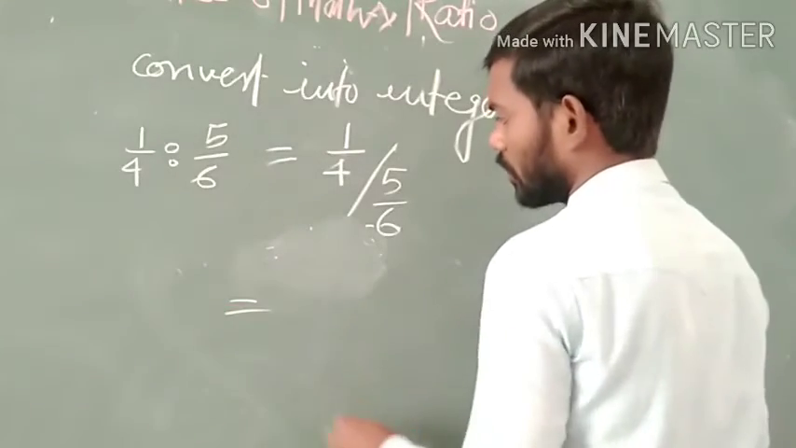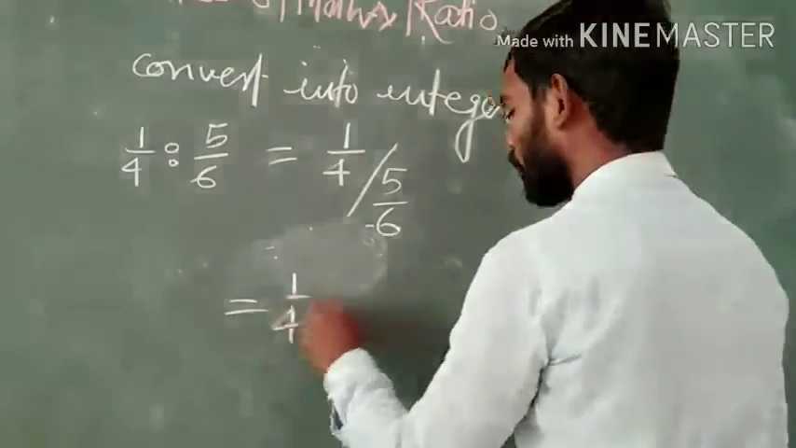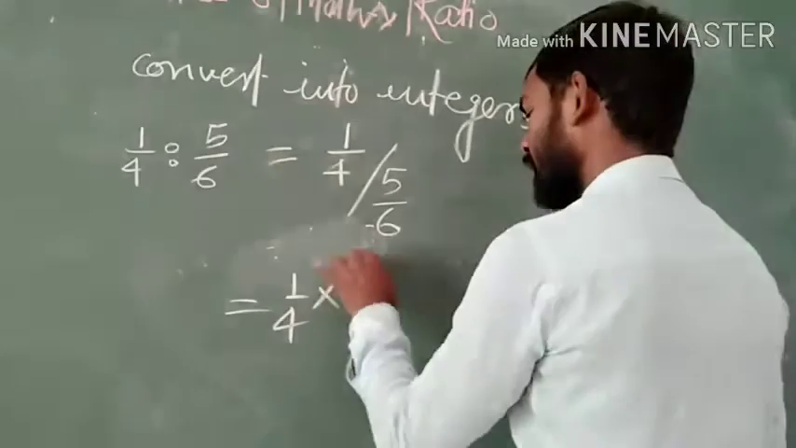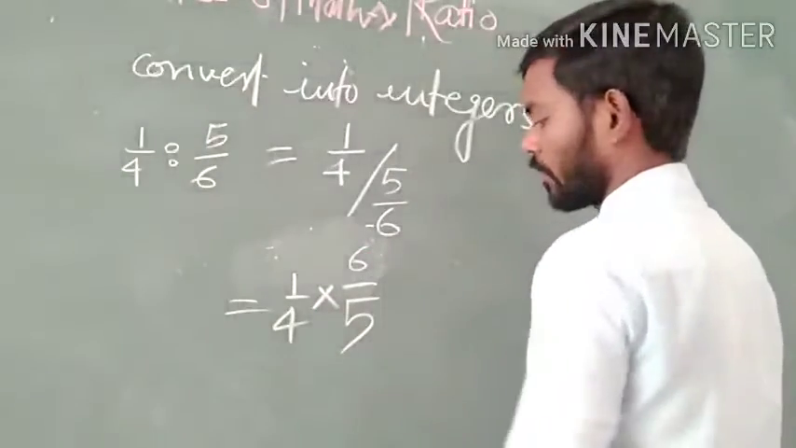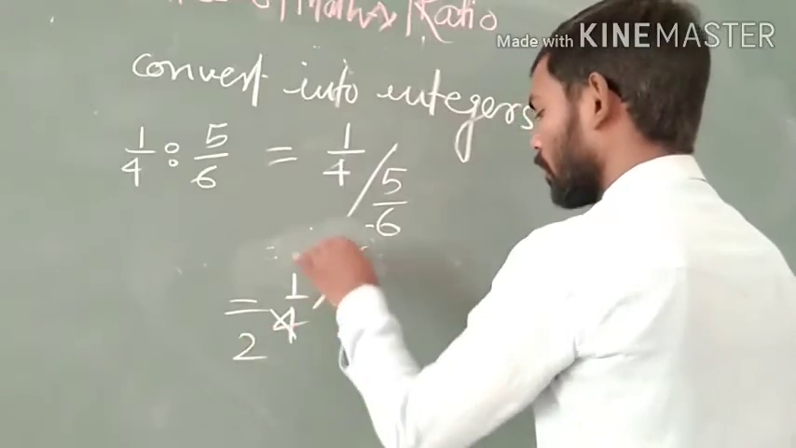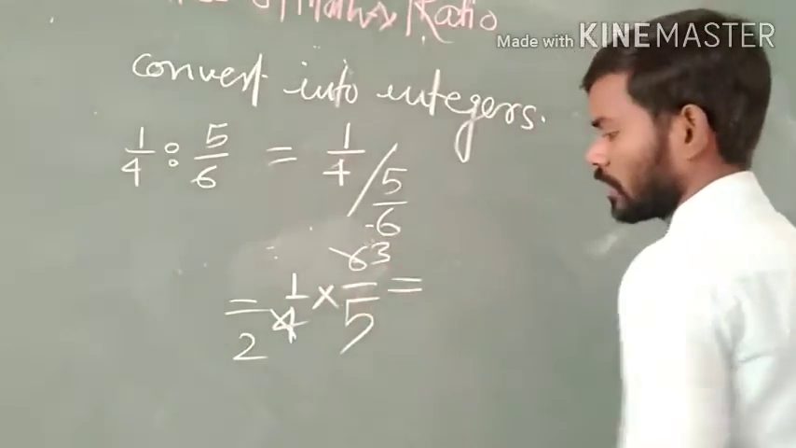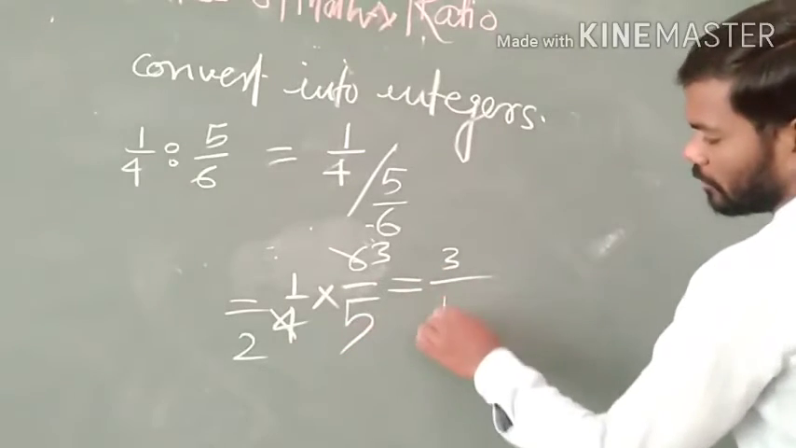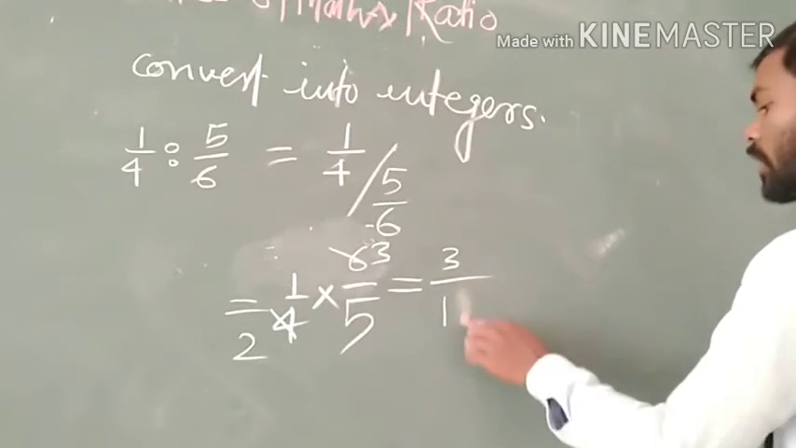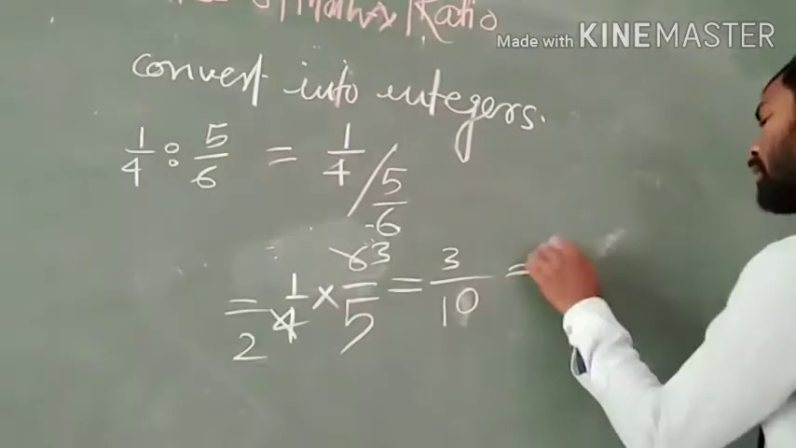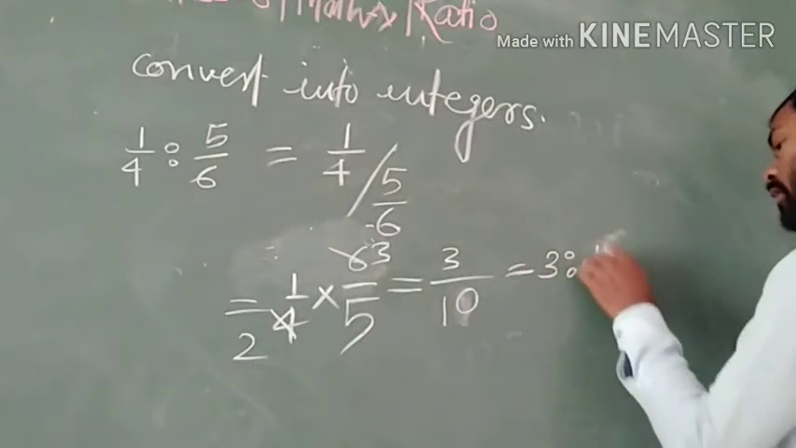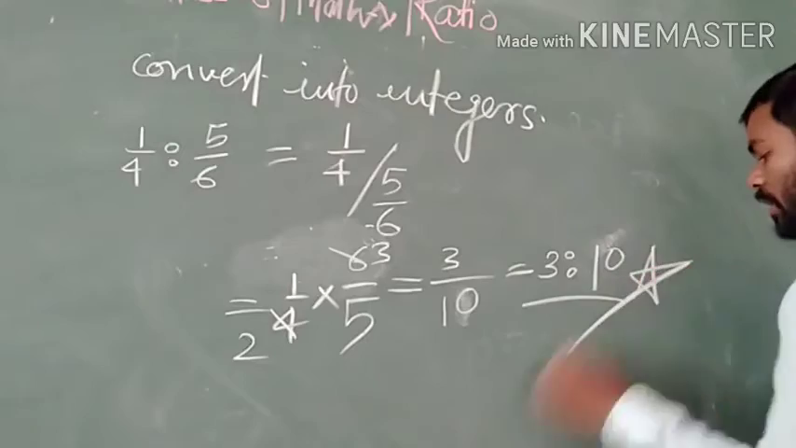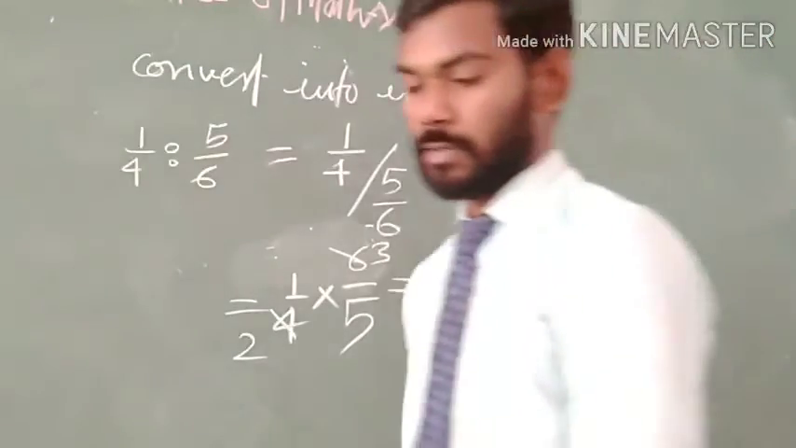It is equal to 1 upon 4 multiplied by 6 upon 5, and 2 2s are 4, 2 3s are 6. So here we get 3 1s are 3 upon 2 5s are 10. So it can be written again as 3 ratio 10. Therefore 3 ratio 10 is the right answer.